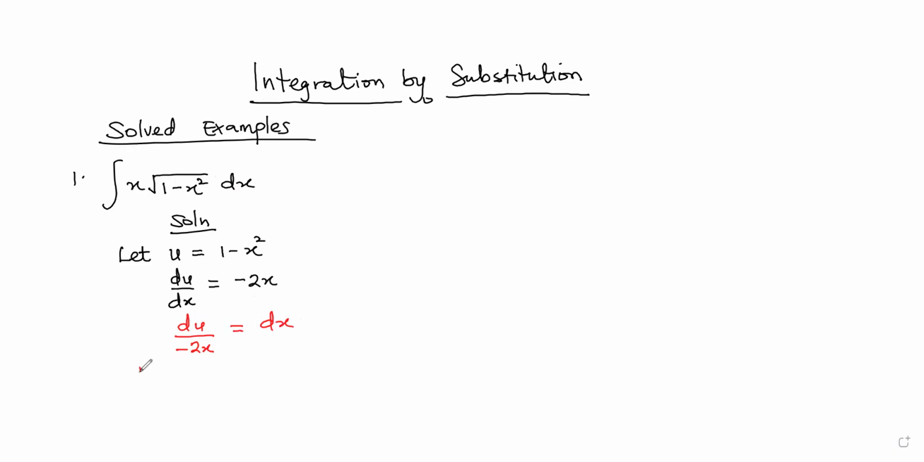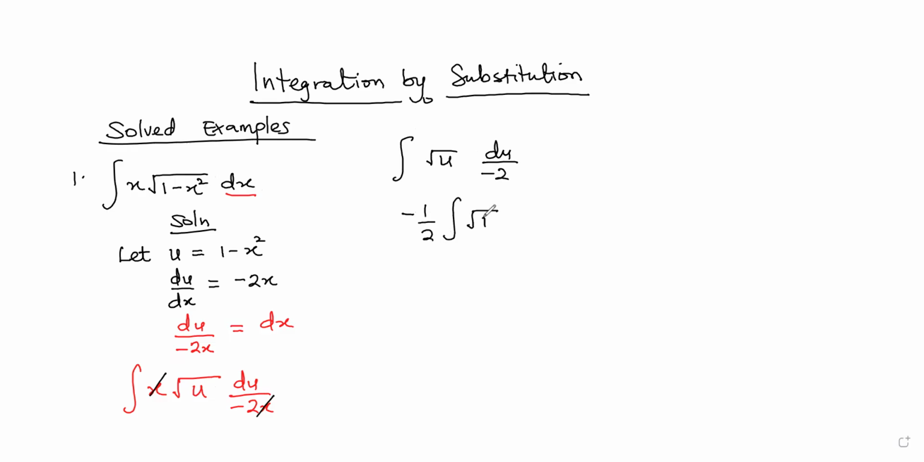So if you look at it, it's going to be the integral of x square root of, whenever we see 1 minus x squared, we put u over there. And my dx is now du over minus 2x. So now you will realize that this x will cancel this x, and we are left with the integral of root u du divided by minus 2. We can factor the minus 1 over 2 out. We are left with the integral of root u du.